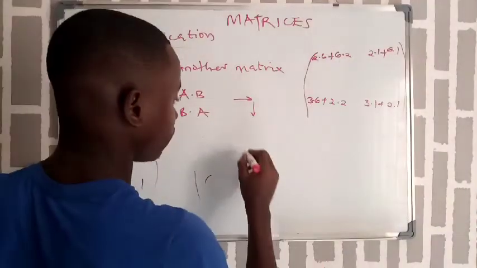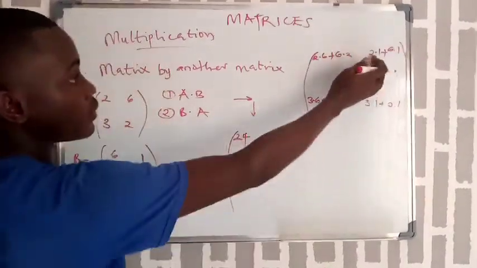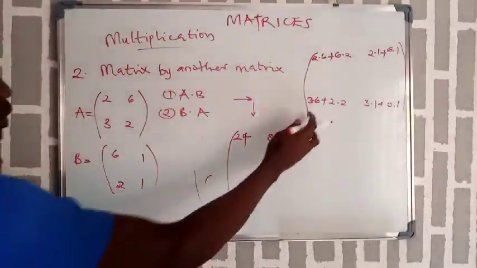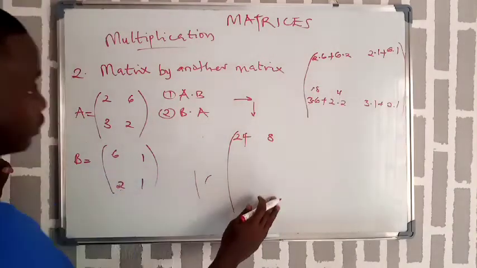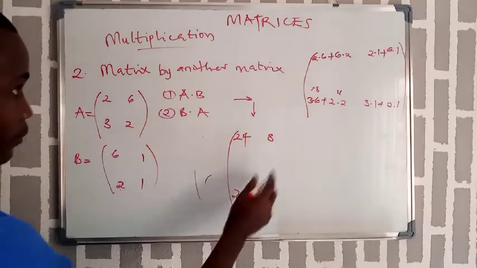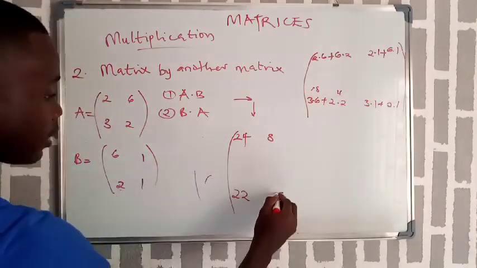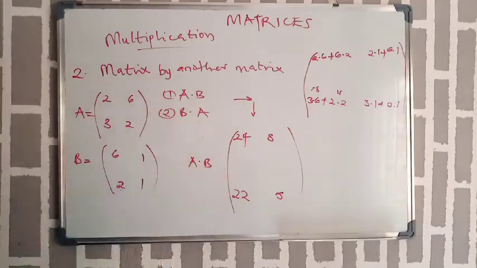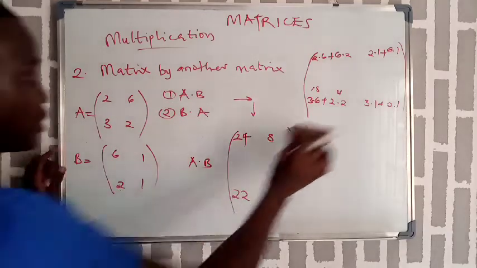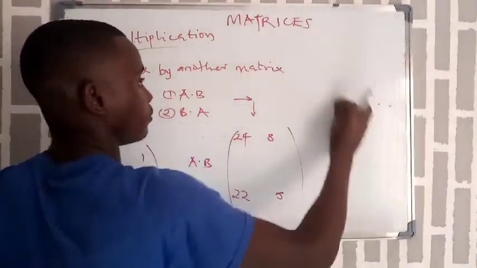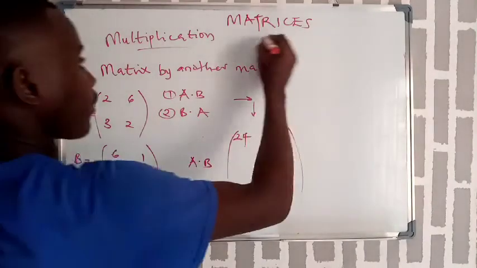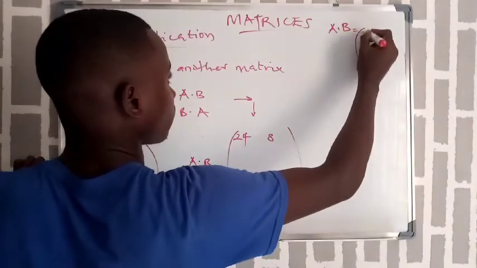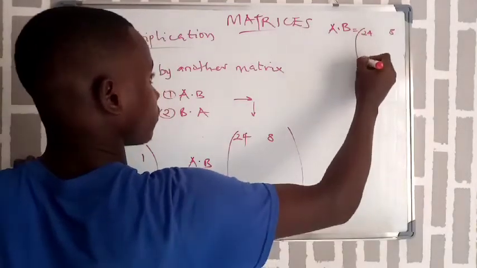This is 12 plus 12, 24. This is 2 plus 6, that's 8. This is 18 plus 4, that's 22. Now this is 3 plus 2, that's just 5. So that's for A dot B. Let's write this answer somewhere up here. A dot B equals 24, 8, 22, 5.